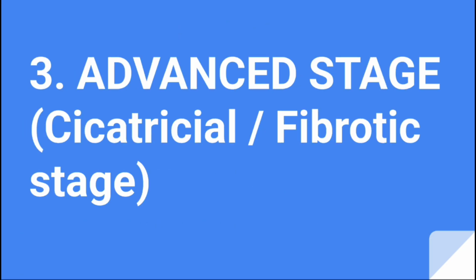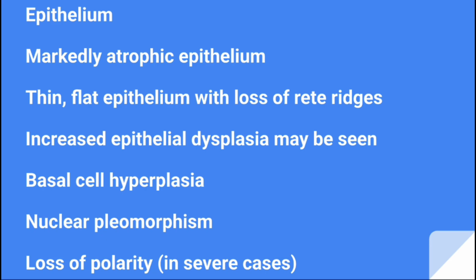So next stage is the advanced stage, the critical stage, the fibrotic stage. So epithelium, what you can see is marked atrophic epithelium, thin flat epithelium with loss of rete ridges. Increased epithelial dysplasia may be seen. Basal cell hyperplasia you can see, nuclear pleomorphism you can see, loss of polarity you can see in the epithelial changes in the advanced stage.